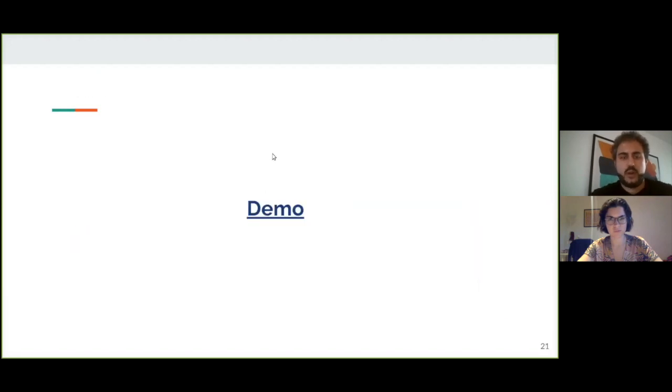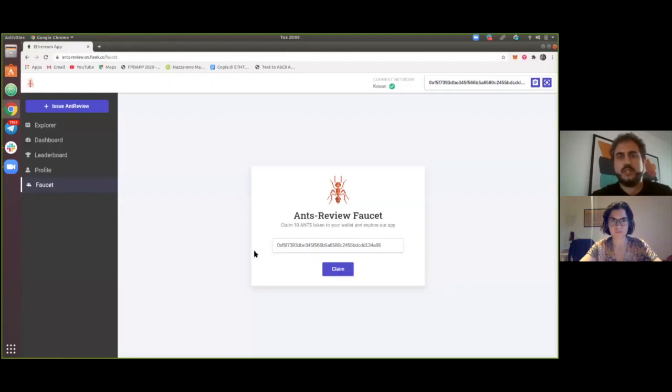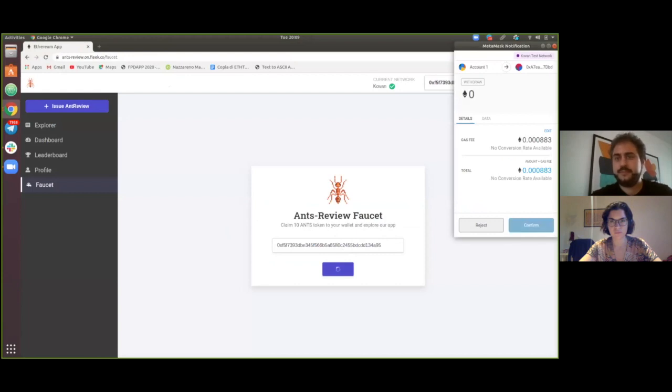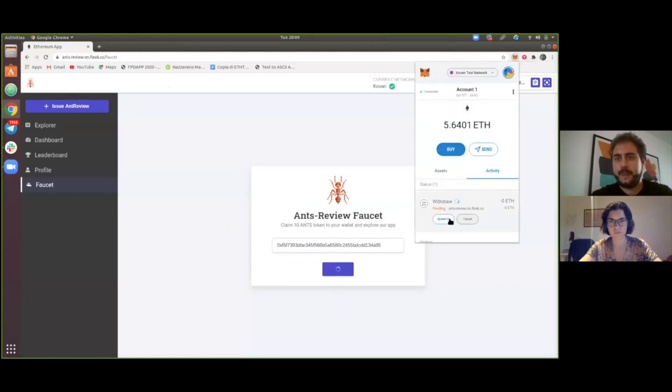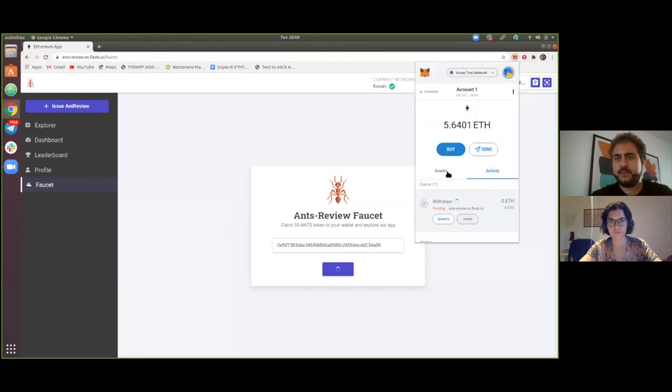Now I'll show you a quick demo of the current implementation. So this is the user interface. We can claim 10 ANTS. Okay, and we got 10 ANTS.